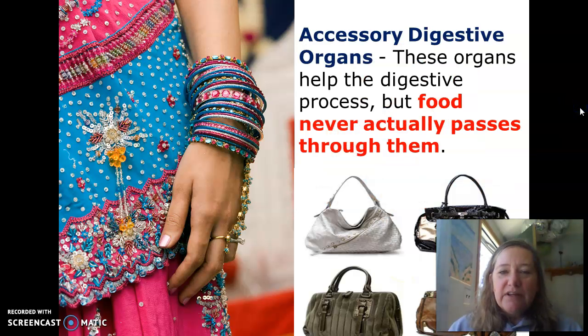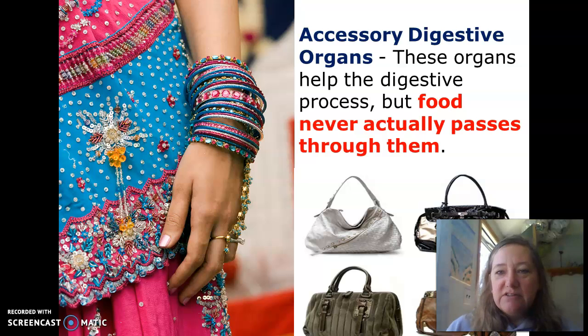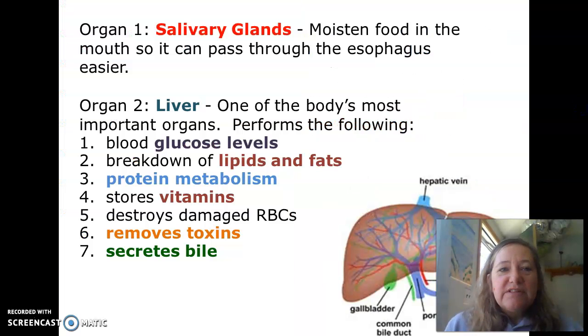Now the next organs are equally important. Even though they're called accessory organs, they're still pretty important. They just don't directly touch the food. First one is salivary glands. So they actually produce the saliva and the enzymes for your mouth to start the digestive process so that the food can go down the esophagus easier.